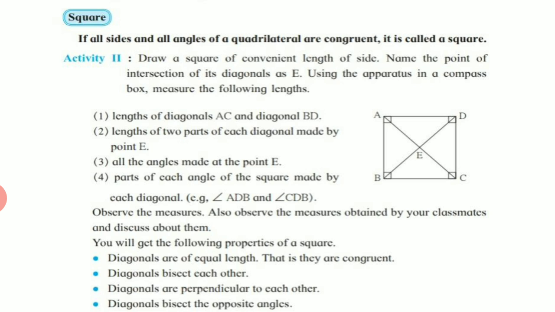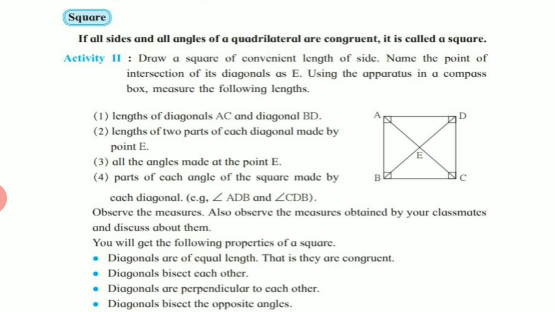Activity second, draw a square with a convenient length of sides. Name the point of intersection of its diagonals as E, and using a compass box measure the diagonals AC and BD, the lengths of the two parts of each diagonal made by the point E, all the angles at the point E, and the parts of each angle of the square made by each diagonal.